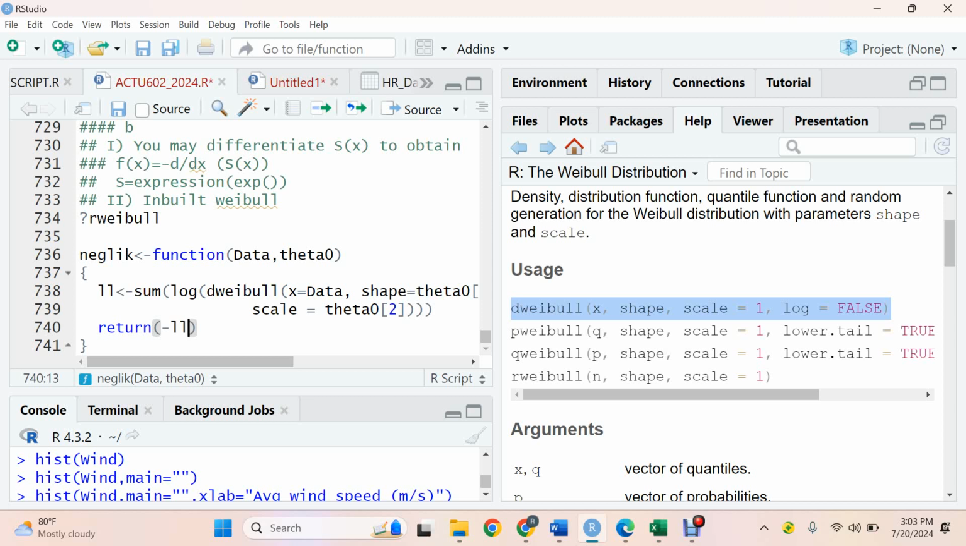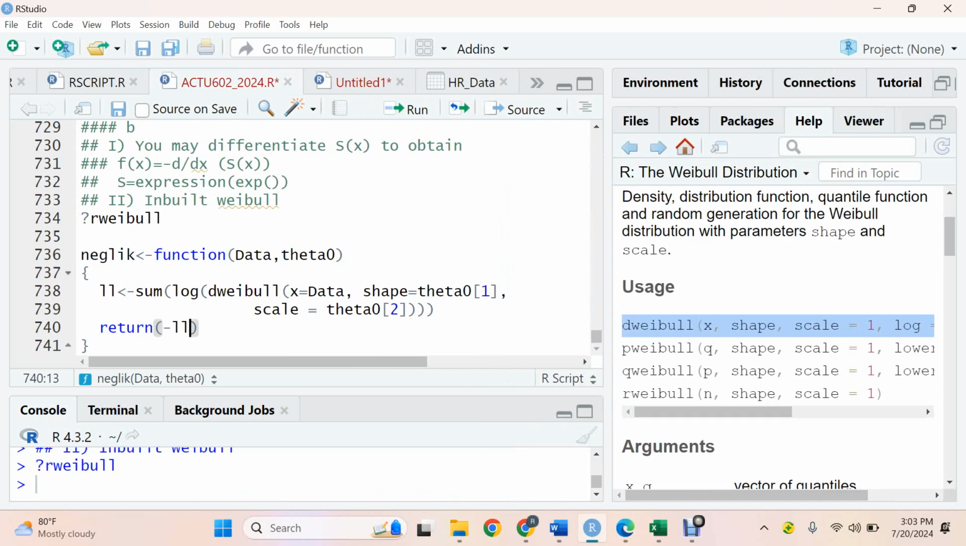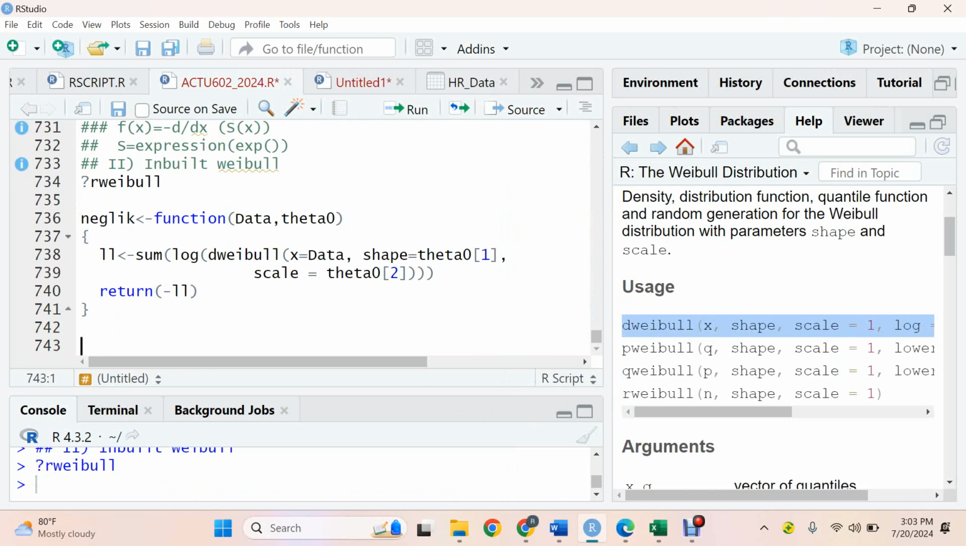Okay, so that's it. This is quite easier than differentiating, but that is if you have the function in R, which we have. So we can resort to this. What else do we have to do? Then now we can do our optim function.